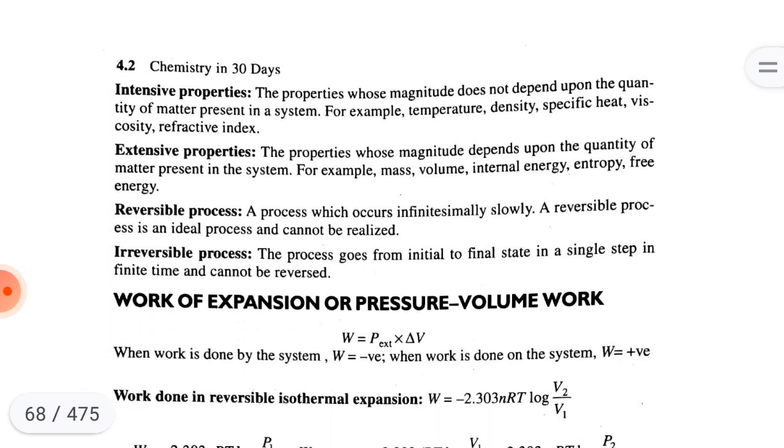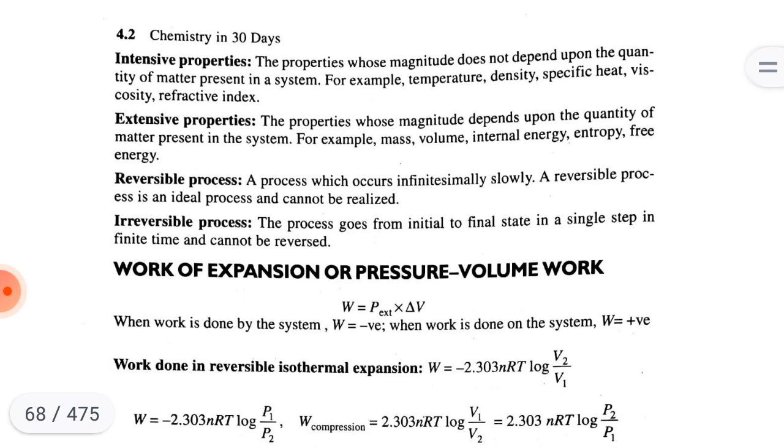Intensive properties. The properties whose magnitude does not depend upon the quantity of matter present in a system. For example, temperature, density, specific heat, viscosity, refractive index. Extensive properties. The properties whose magnitude depends upon the quantity of matter present in the system. For example, mass, volume, internal energy, entropy, free energy.